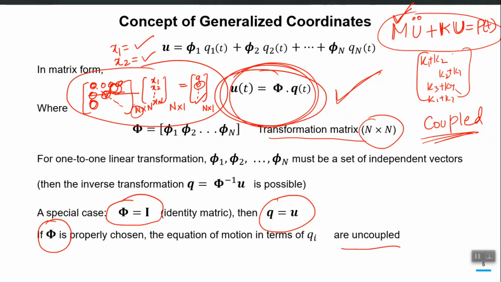In q coordinates, our new equation of motion will be uncoupled. It will be in a form which can be solved equation by equation. That will be easier, right? And when we solve all those equations and calculate this q of t vector, finally we know the phi matrix already, so we bring our solution back to u coordinates. This will become our mode superposition method for forced vibration response of multiple degree of freedom systems.